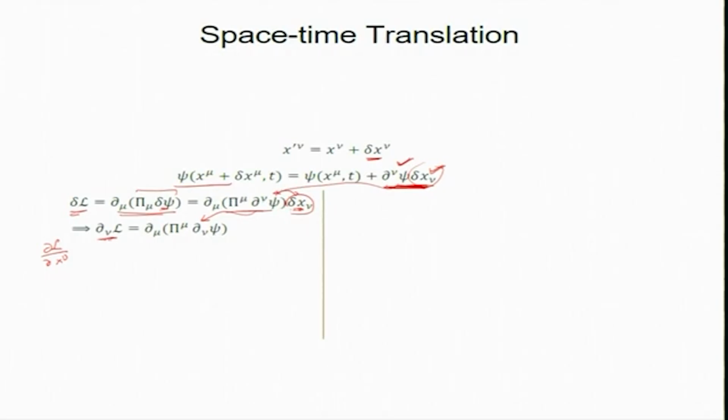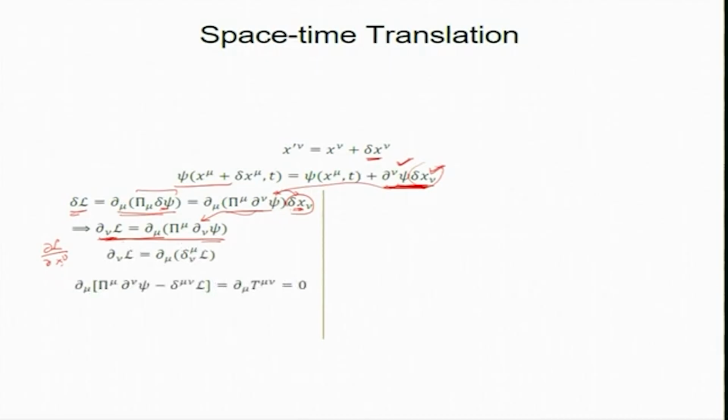So, this is partial L partial x nu. x nu can be time variation, space variation, all together. It turns out with this variation I can get both energy conservation and momentum conservation in one shot. In the earlier derivation I was doing space translation and time translation separately. It turns out you can do it simultaneously.